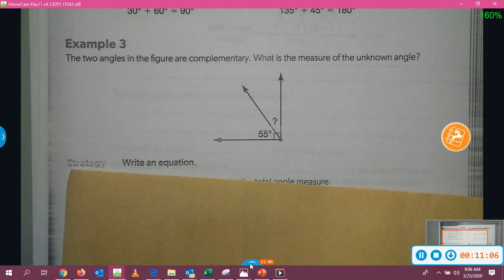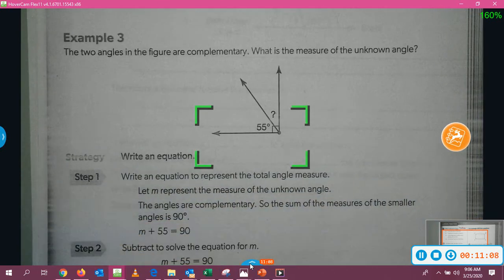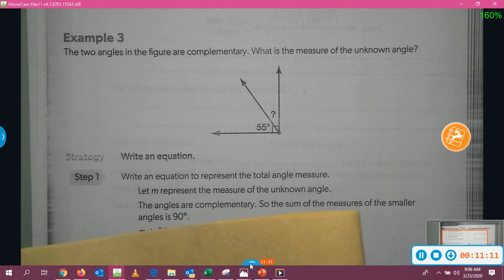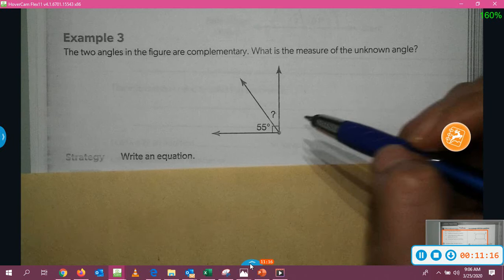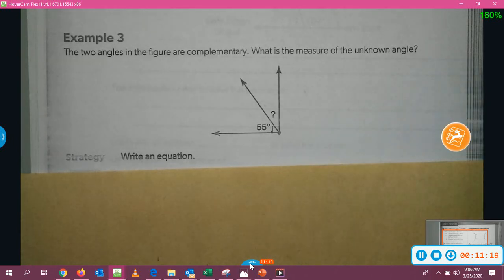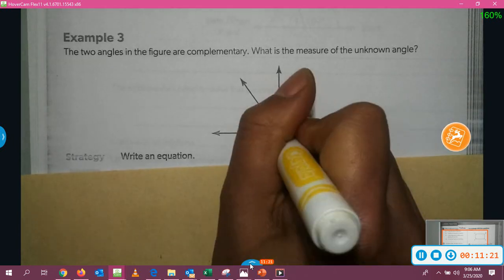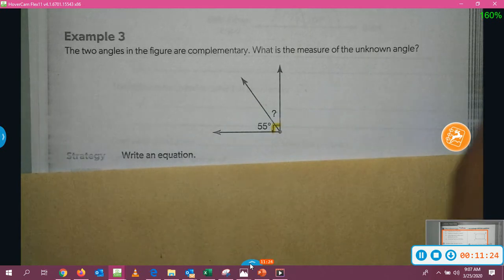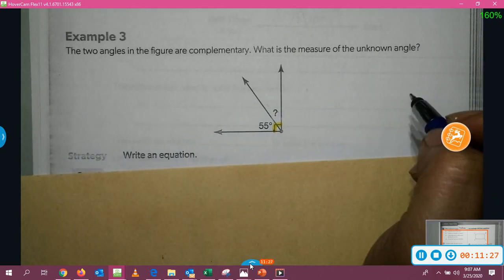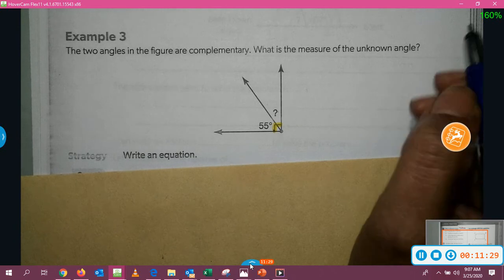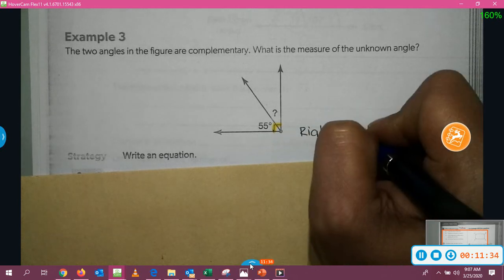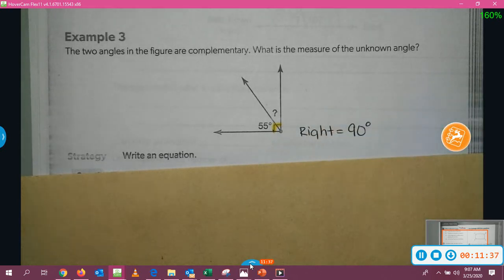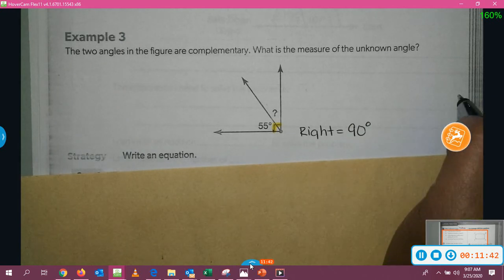Let's move on to example 3. Two angles in this figure are complementary. What is the measure of the unknown angle? So, what did I tell you about this box? Remember what I said about this box? It's your little hint. It's your little key. So that box means it's what type of angle? I'm waiting. Okay, exactly. It's a right angle. So a right angle equals how many degrees? 90 degrees. Correct. So we know the total measure of the angle, right? So now we need to do what?